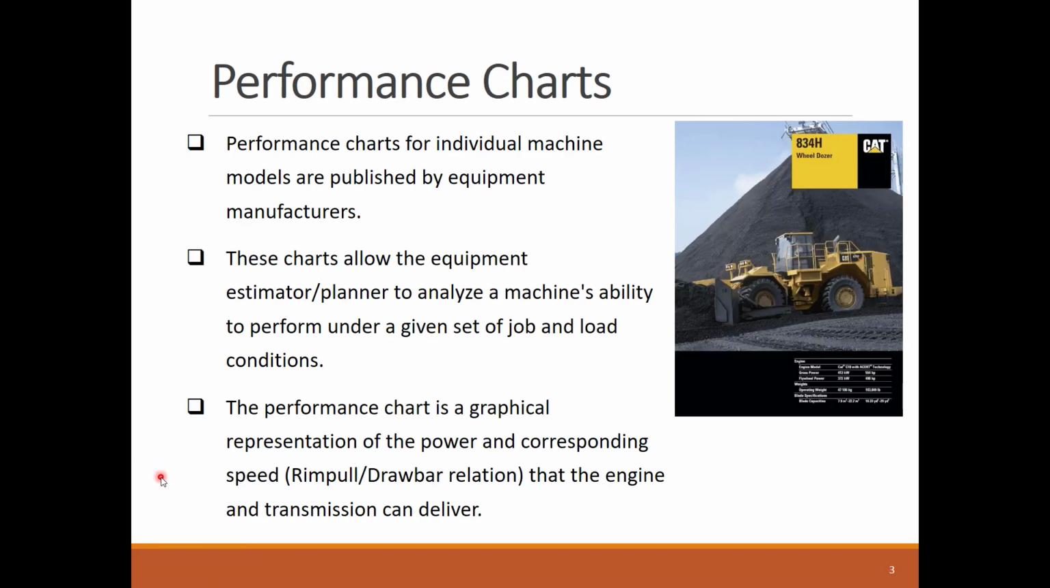The manufacturers publish for every equipment its specification sheet, which provides all important information about the equipment: weight, dimension, and power. The equipment power is communicated using a performance chart that provides a full picture of the machine's ability to perform under different load and haul conditions. The performance chart is a graphical tool to identify the equipment speed and corresponding engine power for a specific haul job.